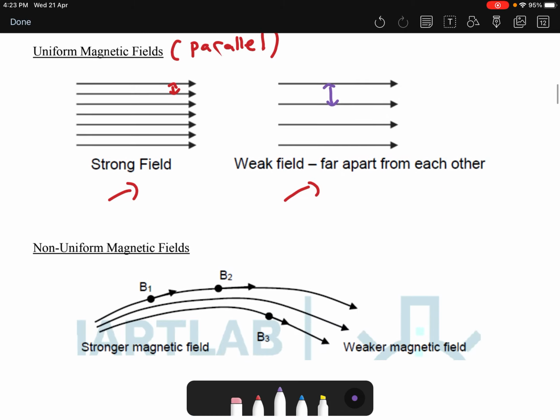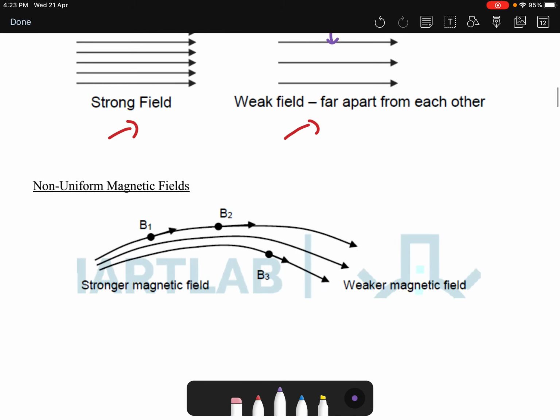Of course, last but not least, you have non-uniform magnetic field. The magnetic field lines cannot be parallel. They must not be parallel. So this region is a stronger magnetic field, but this region is a weaker magnetic field.